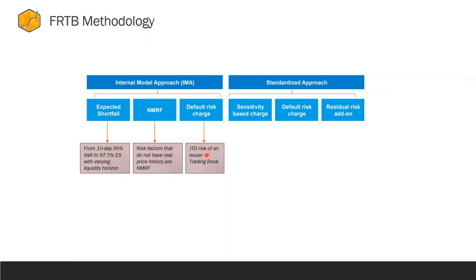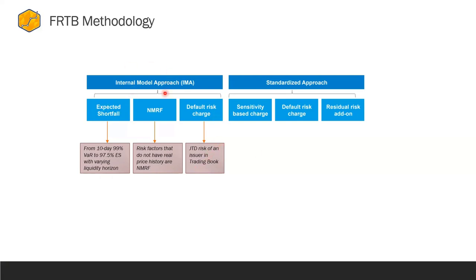So to capture that, JTD stands for jump to default risk. In your trading book, there are instruments which are issued by entities, and that is subject to default risk. It's not like a loan or anything, it's a bond, but the issuer may default. So you have to capture that risk as well. So that comes under market risk.